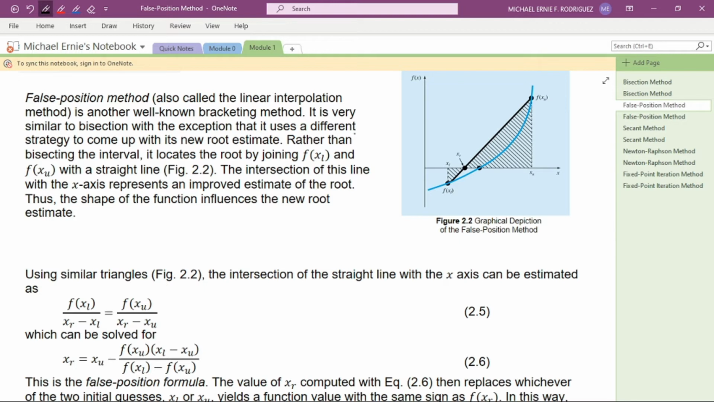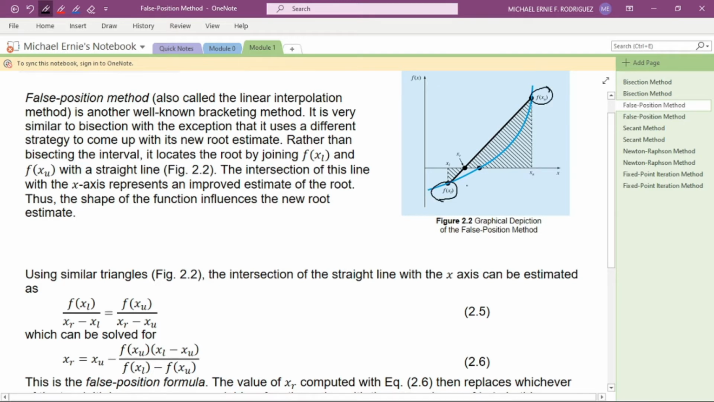new root estimate. Rather than bisecting the interval, it locates the root by joining f of x sub L and f of x sub u with a straight line, as shown in this figure. The intersection of this line with the x-axis represents an improved estimate of the root. Thus, the shape of the function influences the new root estimate.